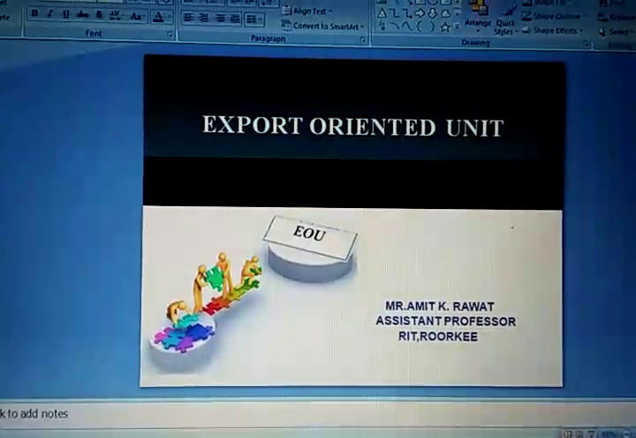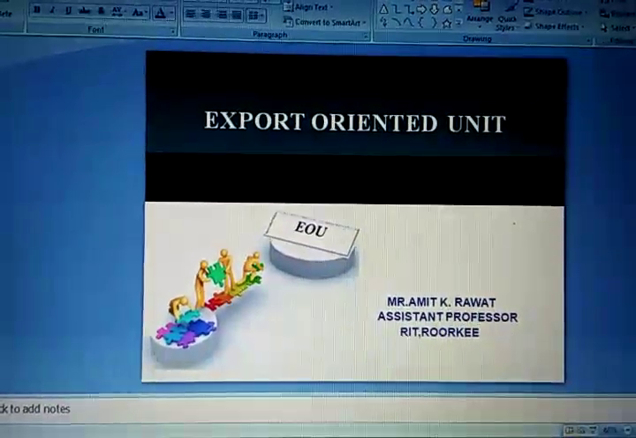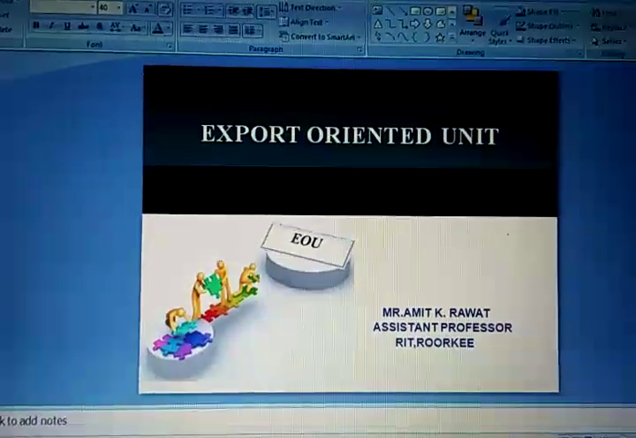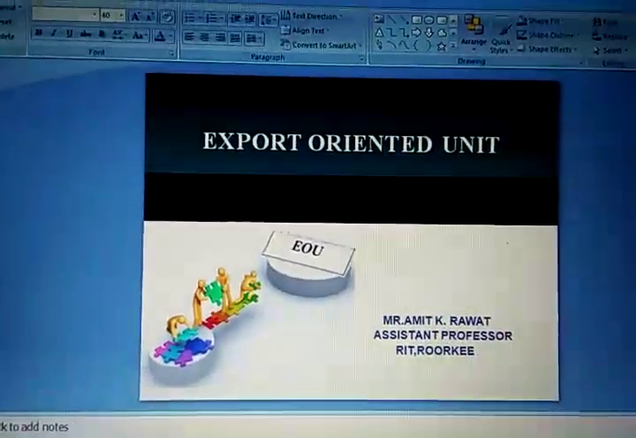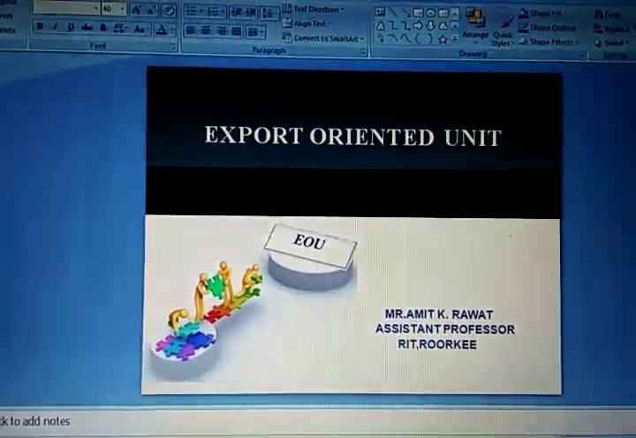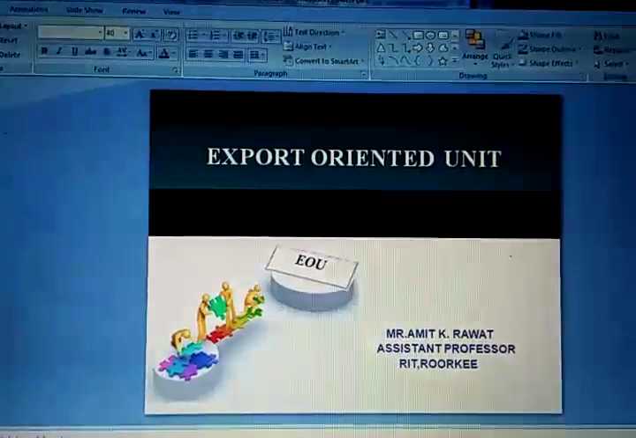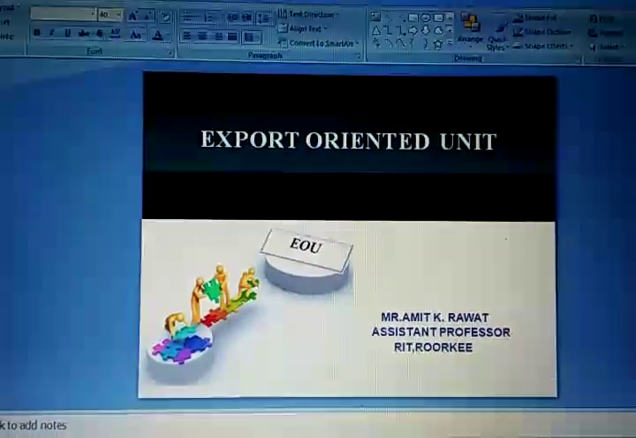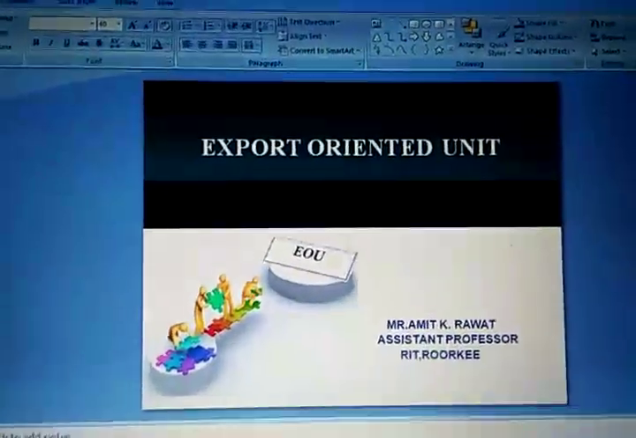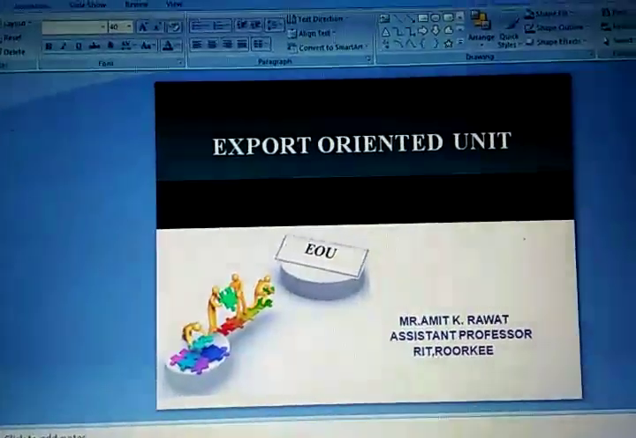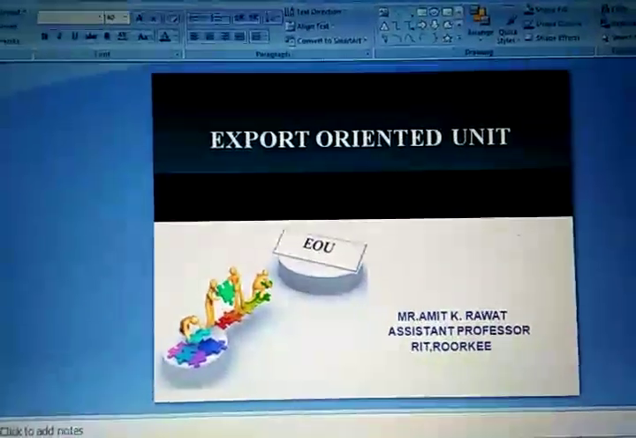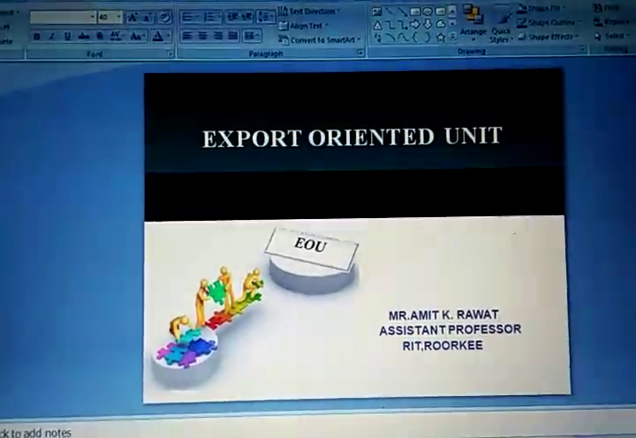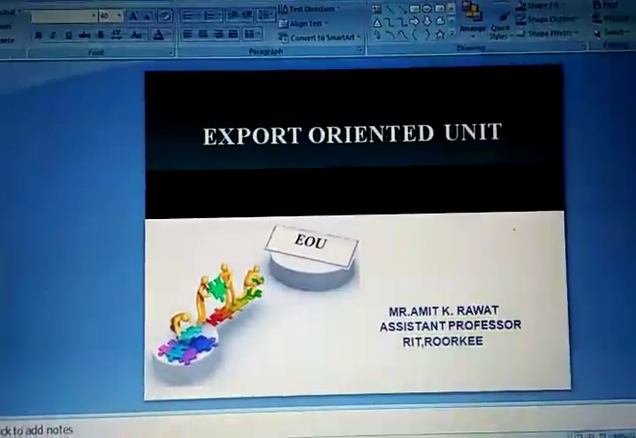Myself, Amit Kumar Rawat, Assistant Professor of RIT Roorkee, Roorkee Institute of Technology, in the Department of Management. I have done my specialization in international business. Whenever students go through IB, they want to select a particular concept: export, import, financing, and documentation.